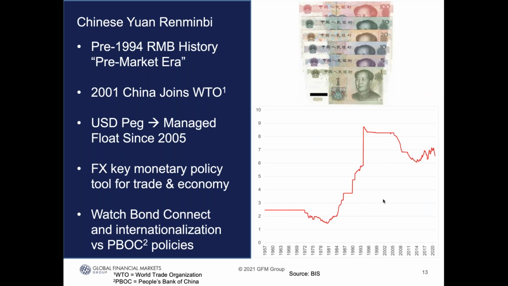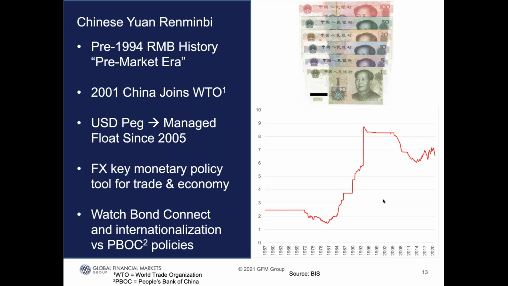Next, I'm going to talk about the next giant economy in the Asia region, which is China. Now, for most of my childhood, no one ever thought about trading the renminbi. China wasn't really an economy that we looked at. And the transformation that China has undergone in my lifetime is nothing short of miraculous.